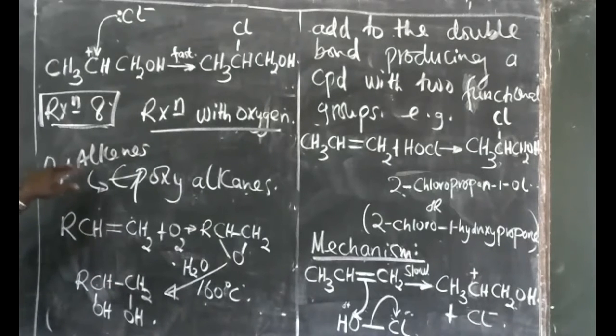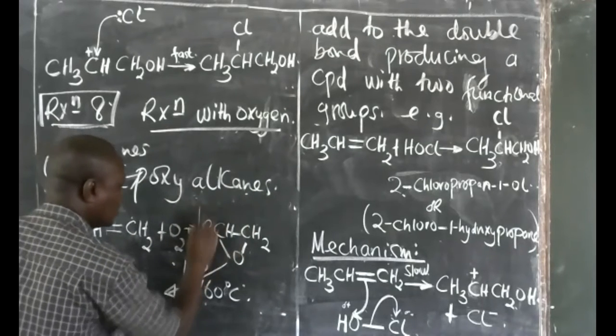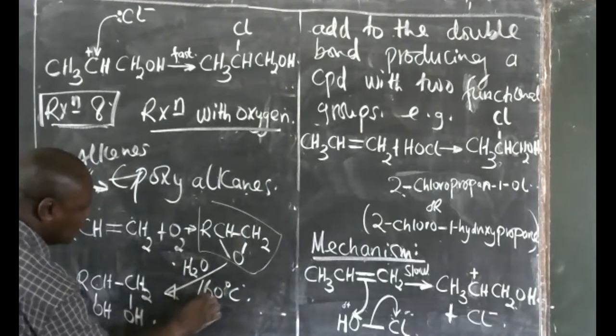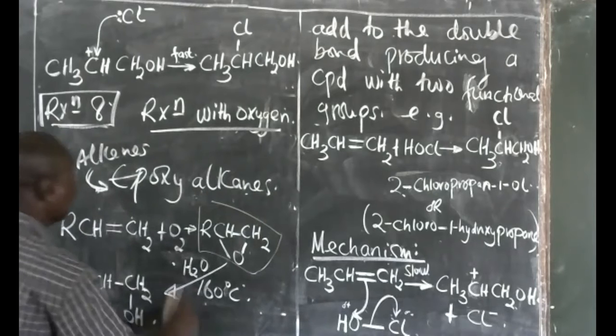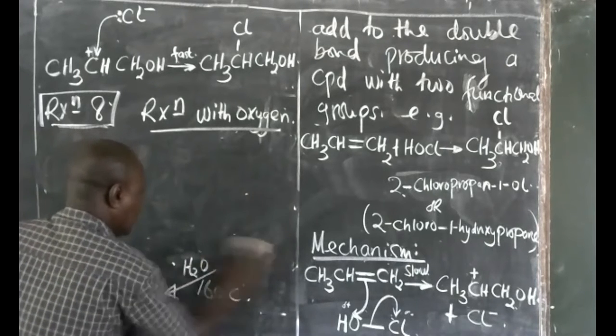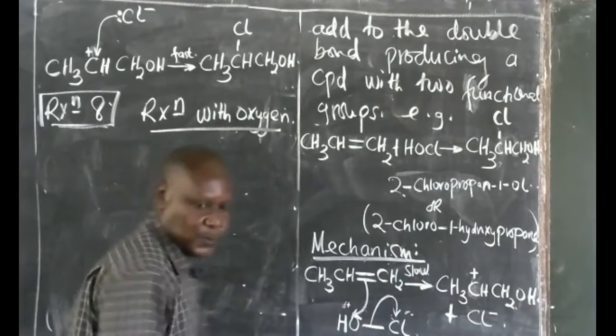So first of all, alkene reacting with oxygen will give us an epoxy alkane. Then the epoxy alkane, which is obtained, can react with water at around 160 degrees centigrade to give us a diol. So you can summarize this one in writing briefly so that we can look at the final reaction.